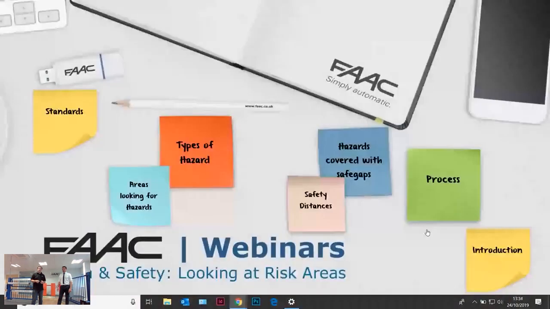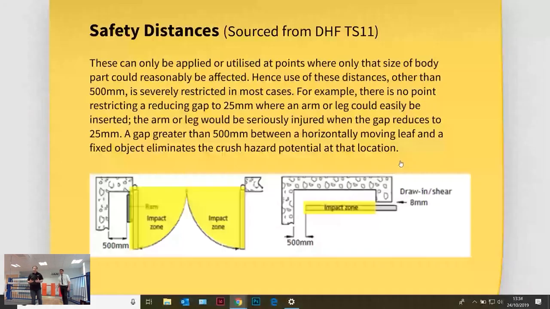And we now look at the safety distances first. Primarily, most of the safety distance we're generally looking at is the 500 mil. That's the one that everyone generally refers to. Essentially, if you don't have an obstacle within 500 mil of the gate, so this is where the gate is opening onto a wall, if that gap is 500 mil or more, the risk reduces. You're only looking at the impact area and force, which is the 1400 newtons, rather than the crushing, when it then rolls down to 400 newtons.